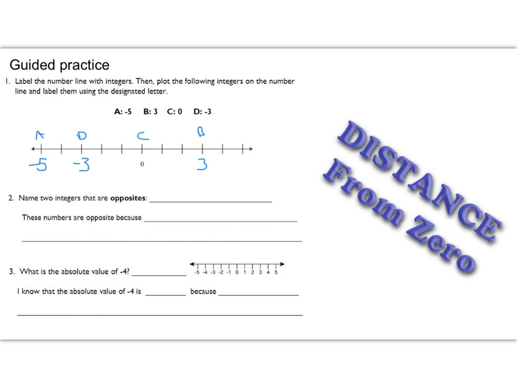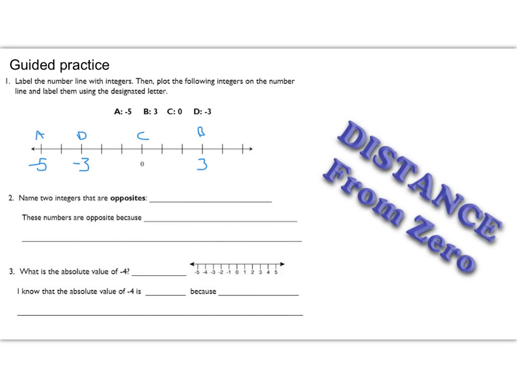All right, name 2 integers that are opposites. Okay, we haven't defined opposites yet, but opposite means 2 numbers that are the same distance from 0, but have opposite signs. So in this case, the 2 integers 3 and -3 are opposites.